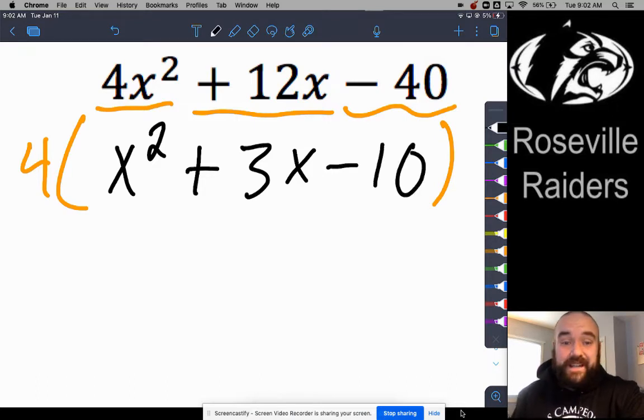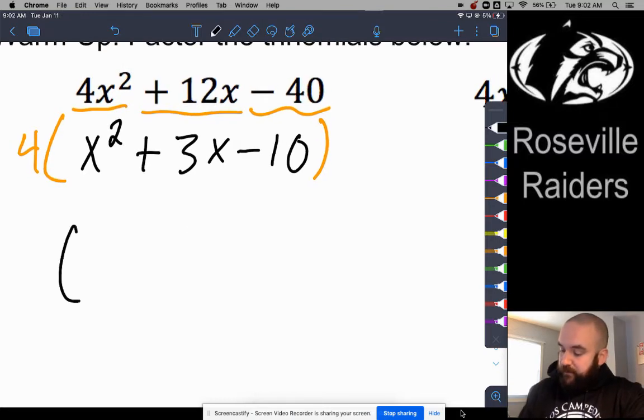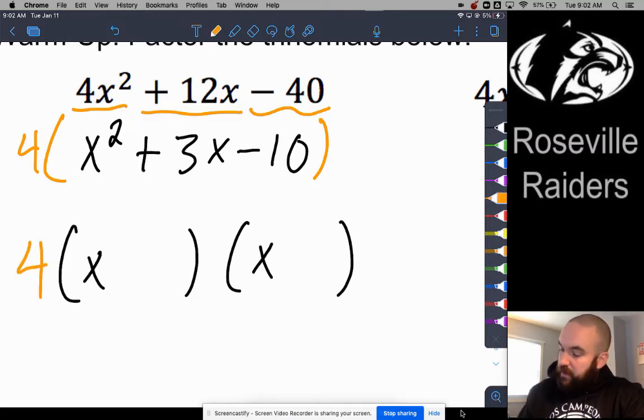And what we've seen is if you are able to take that 4 out as a GCF, we are now able to try to factor x squared plus 3x minus 10. Because we know it's x squared, I know it's got to be x multiplied by x. The GCF is out front, so all I have to do is fill in these two spaces.